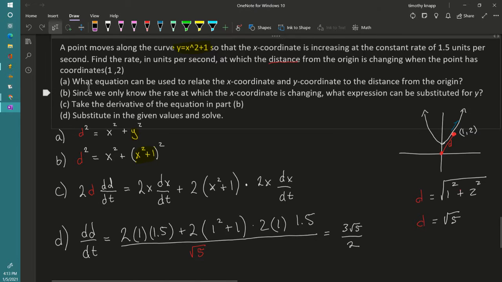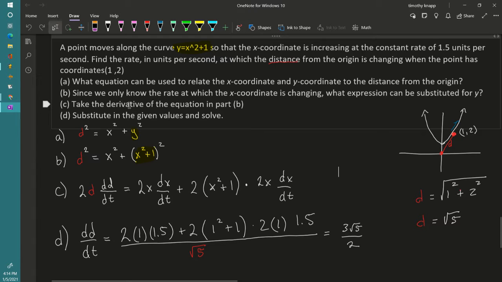So, whatever the case, it says what equation can be used to relate the x and the y coordinates to the distance. So that's just your standard distance formula. So the distance from the origin is the square root of x squared plus y squared, okay? Then it says, since we only know the rate of change of the x coordinate, what expression can be substituted for y? So here they want you to notice that they gave us the function y equals x squared plus 1, which means that all the y coordinates on this function can be figured out by using x squared plus 1. And so instead of using y, you just use x squared plus 1.